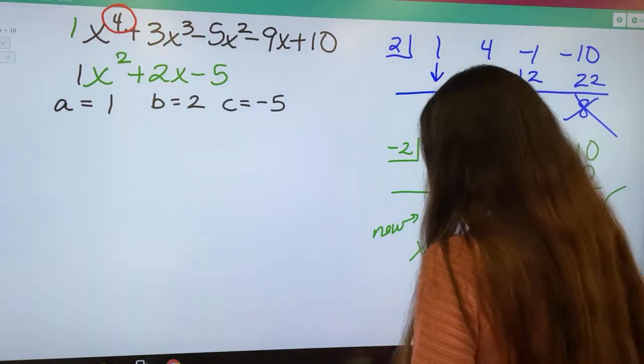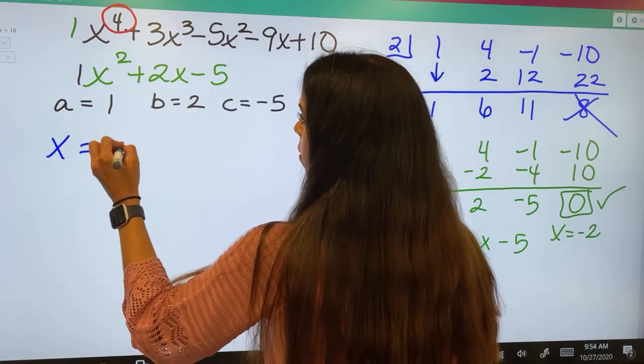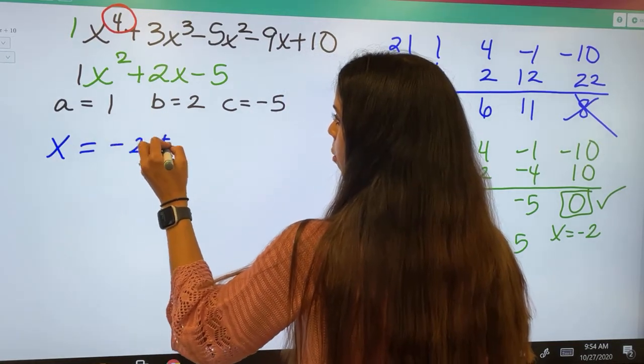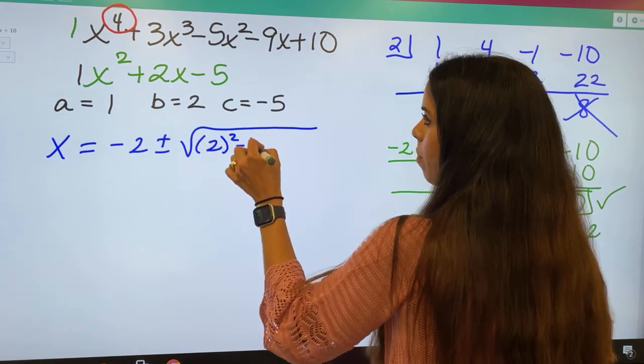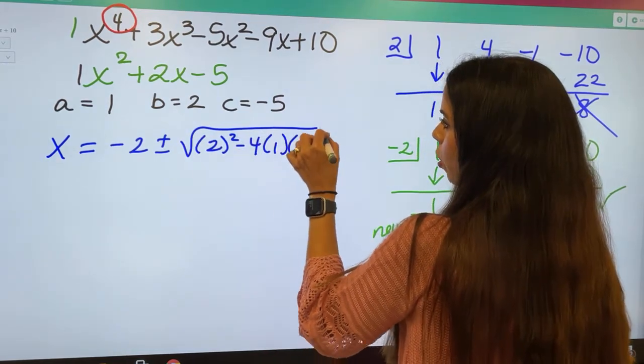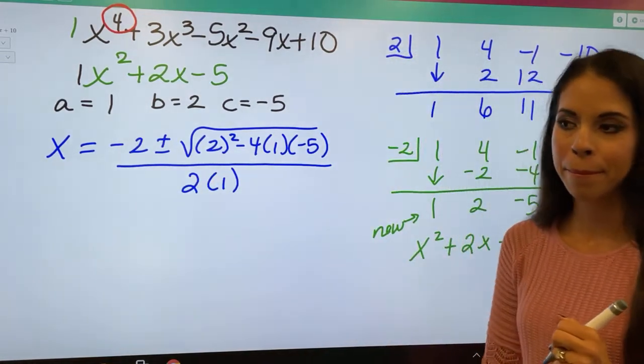And then the quadratic formula. So x equals -b plus or minus the square root of b squared minus 4ac all over 2a. I made a rectangle.